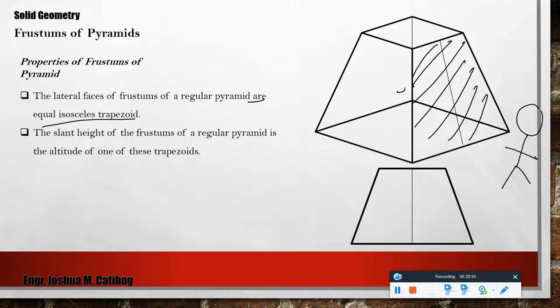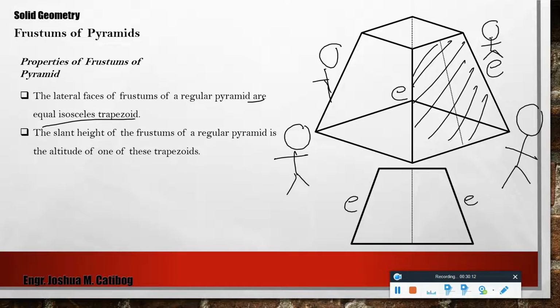Ibig sabihin, yung iyong edge dito, tsaka yung edge dito, so ito po yun, tsaka ito, ang makikita mo dyan is a isosceles trapezoid. Okay, so kahit saan ka tumingin dyan, kung ilagay mo man ang lugar mo dito, or sa likod, or dito sa bandang likod pa din dito, puro po trapezoid ang makikita natin.